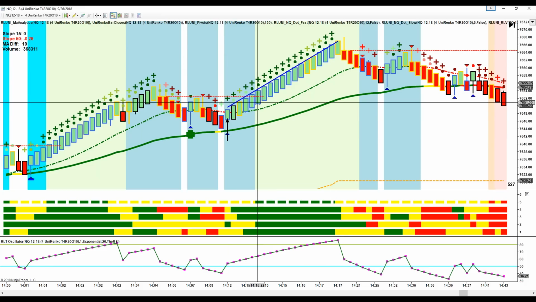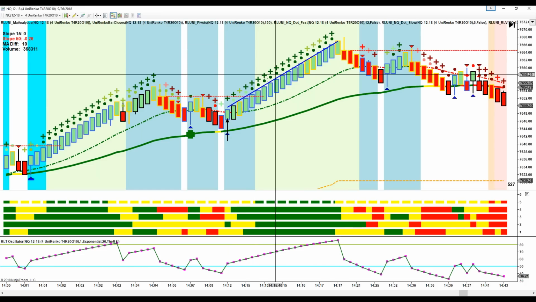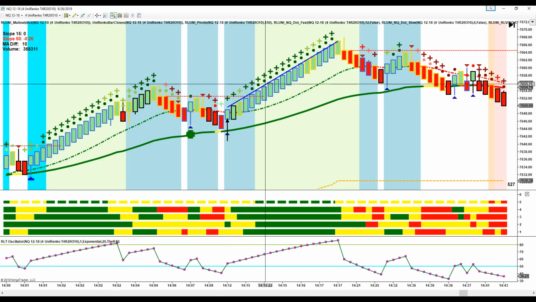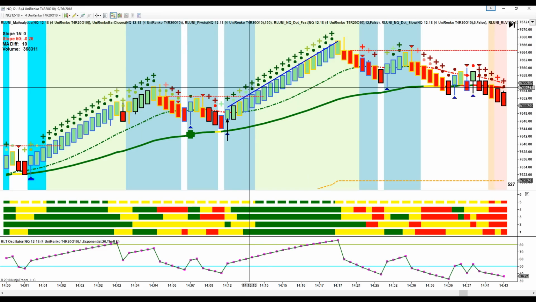Now, if you take a trade in a significantly overbought market, you may get a first target, but you're not going to get a full winner. You want to take a trade, and I'm going to show you how we define overbought, oversold.